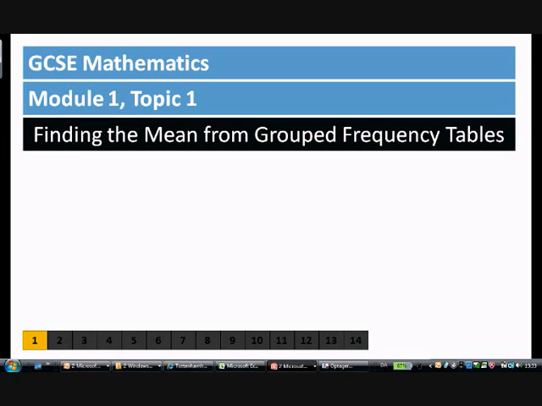Okay, topic 1 of module 1 of the GCSE is called finding the mean from grouped frequency tables, which isn't as complicated as it sounds, as you will see.